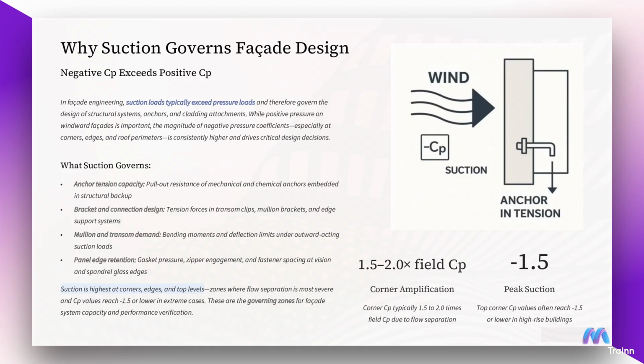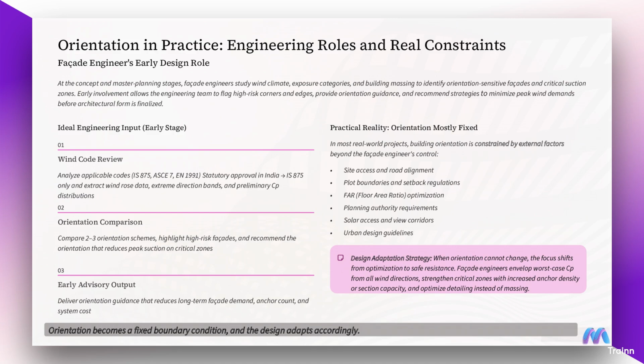Corner amplification: corner CP is typically 1.5 to 2.0 times the field CP due to flow separation. Peak suction at the top corner: CP values often reach minus 1.5 or lower in high-rise buildings.